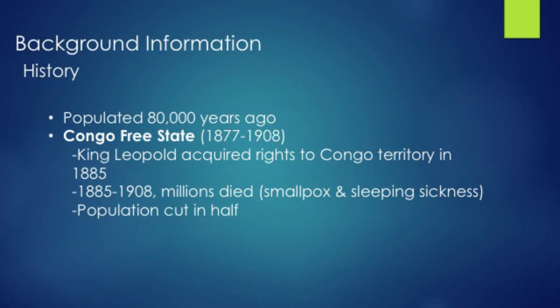Now to dive into some history of DR Congo. It was populated over 80,000 years ago. As far as some more recent history, when it was referred to as the Congo Free State, this was during the era of about 1877 to 1908, when King Leopold acquired the rights to the Congo territory in 1885. Then in 1885, disease struck and millions of people died from smallpox and sleeping sickness. During this time, from 1885 to 1908, nearly half the population was cut.